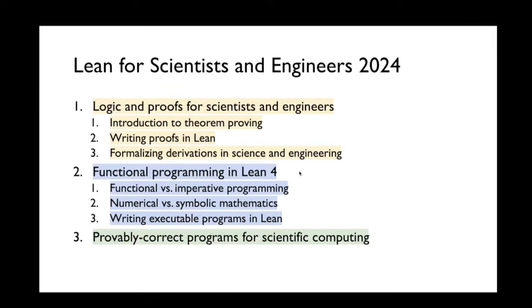So the next section of this is functional programming in Lean. And if you've ever written some code before, you've typically done things with Python or C or Java. These are all imperative programming languages. Lean is a purely functional programming language, which just makes it different. And so we'll learn about those differences, and we'll learn about numerical versus symbolic mathematics and just how to write executable programs in Lean. And we'll combine all of these ideas together to enable us to write provably correct programs for scientific computing.